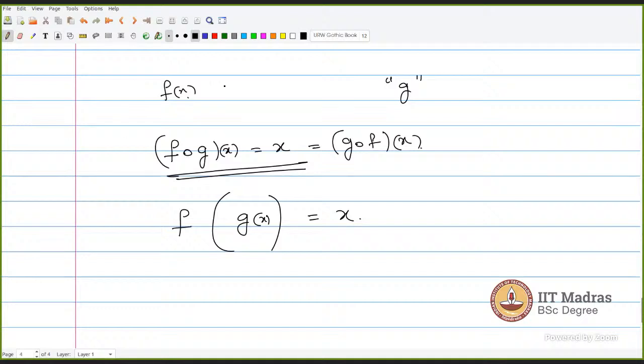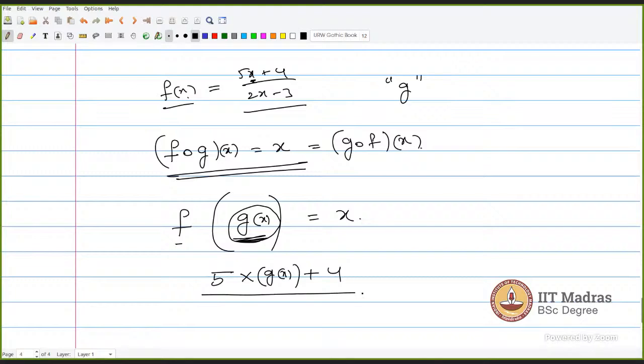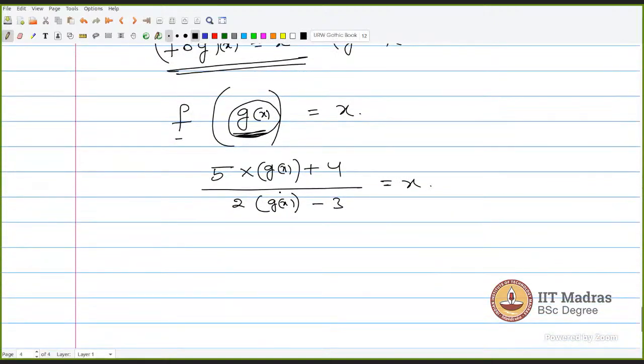You know f of x. Let's just say it is 5x plus 4 by 2x minus 3. If your f of x is (5x plus 4) by (2x minus 3), what will be your f of g of x? Substitute this g of x in place of x. This will be 5 times g of x plus 4 by 2 times g of x minus 3, which should be equal to x. Now just solve for g of x in terms of x. So 5 times g of x plus 4 will be equal to 2x g of x minus 3x.